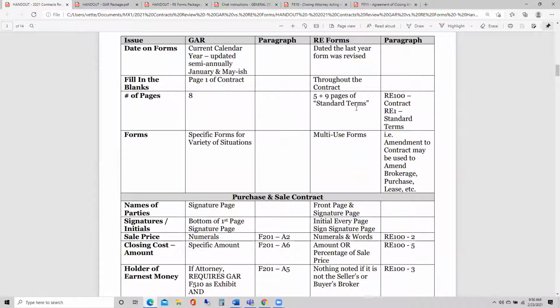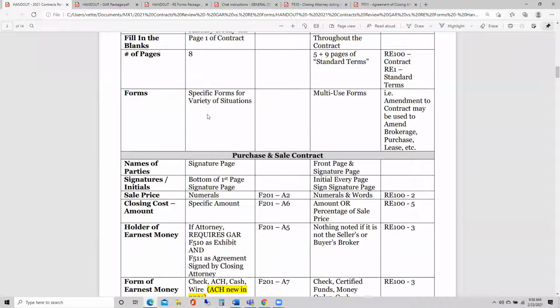So that's why I say the RE contract really is a 14-page purchase and sale rather than 8. All right, in the GAR contract, there are a variety of very specific forms for very specific situations. In the RE forms, they are more multi-use.